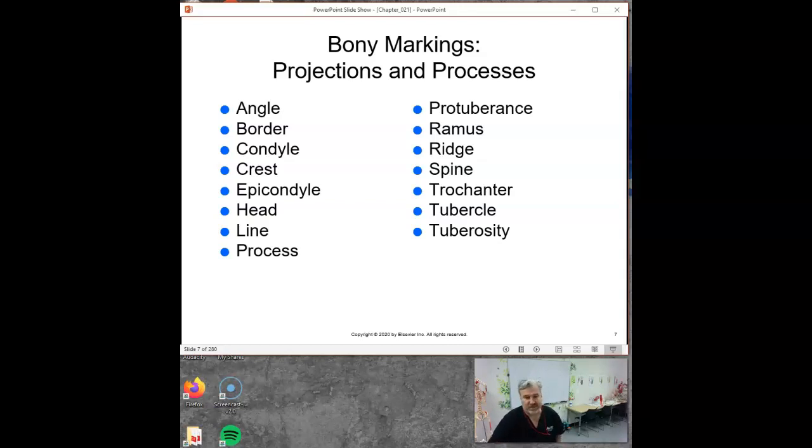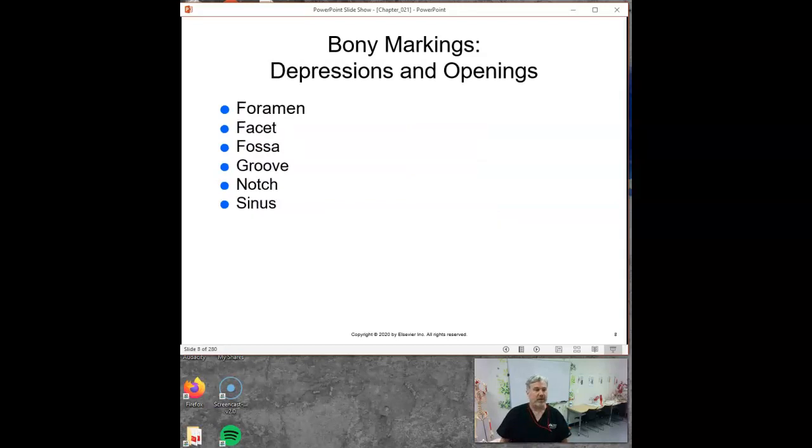Spines are bumps. Remember, spines aren't just our spine here. Remember, we've got the anterior superior iliac spine. It just means something poking out. We've got ridges and ramuses. Ramuses aren't really bumps. Ramuses are kind of the arms of the pelvis and such. But we've got all these bumps and processes, things like that.